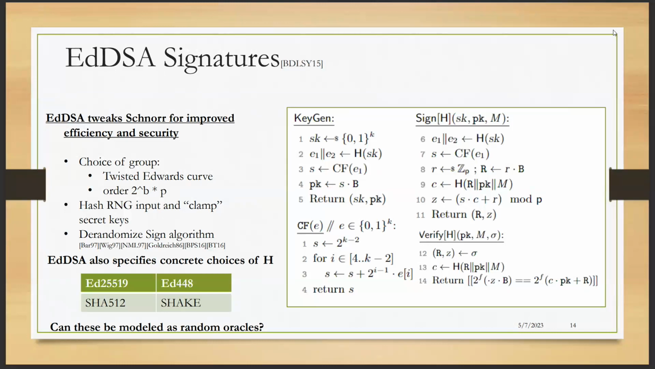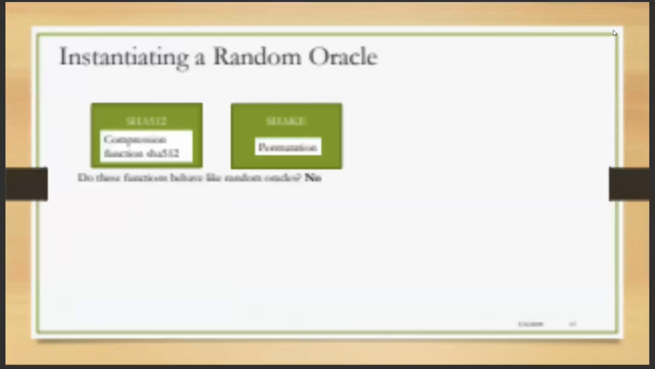Since we're using the hash function everywhere, I should mention that this hash function is given two specific options in different instantiations of EdDSA. For the lower security Ed25519, the hash function we're looking at is SHA-512, and for the higher security, the hash function is SHAKE. And as I've mentioned in all of the Schnorr analyses, we assume that this hash function is a random oracle. And in the one proof of security for EdDSA, which we'll get to shortly, this assumption is the same. It's assumed to be a random oracle. So we want to make sure that that's a reasonable assumption to be using here.